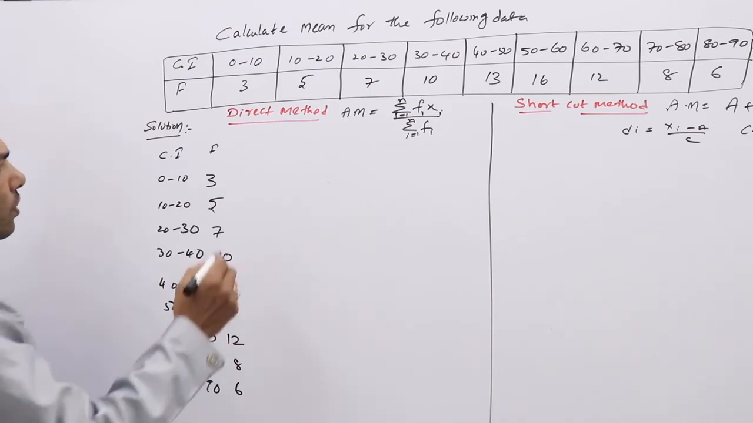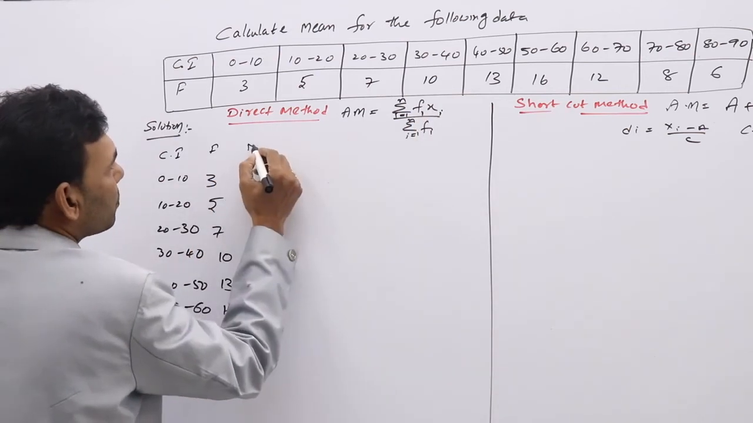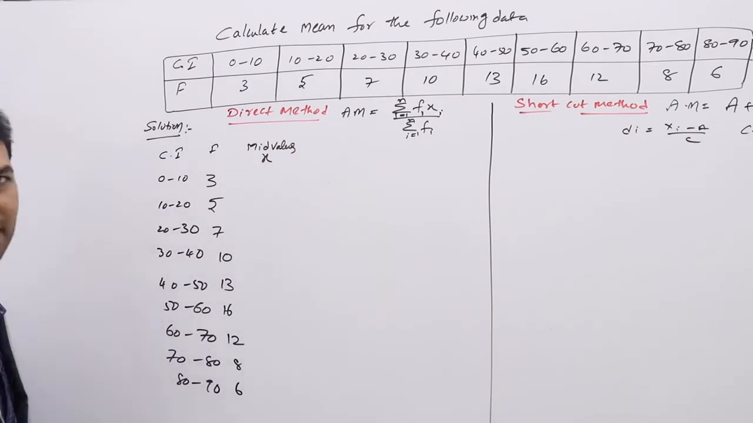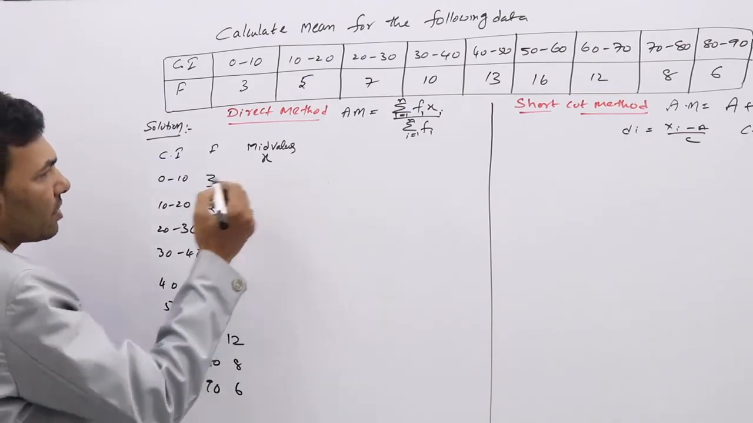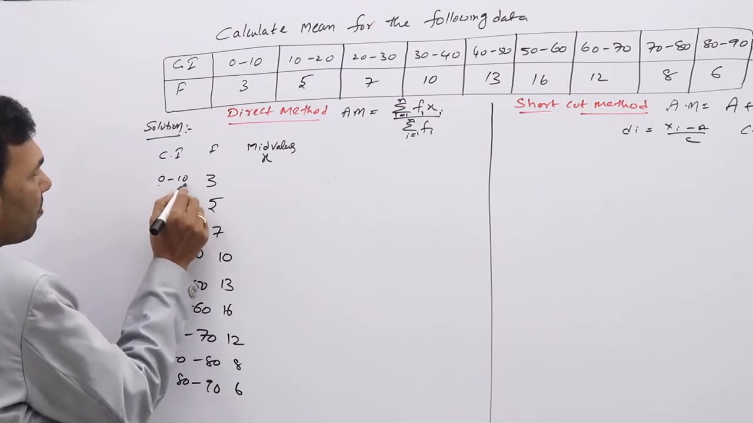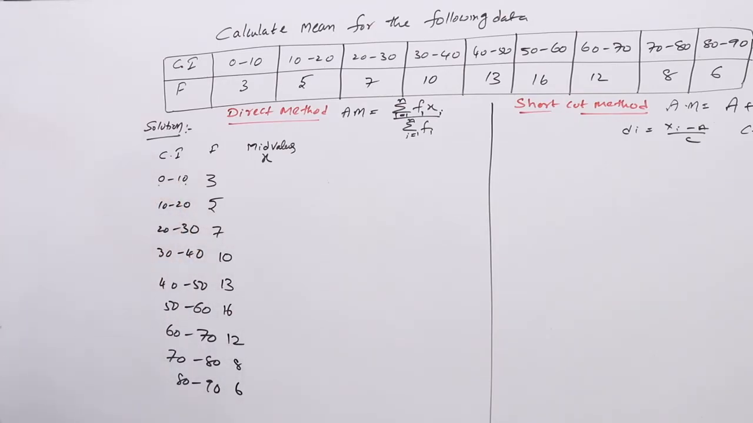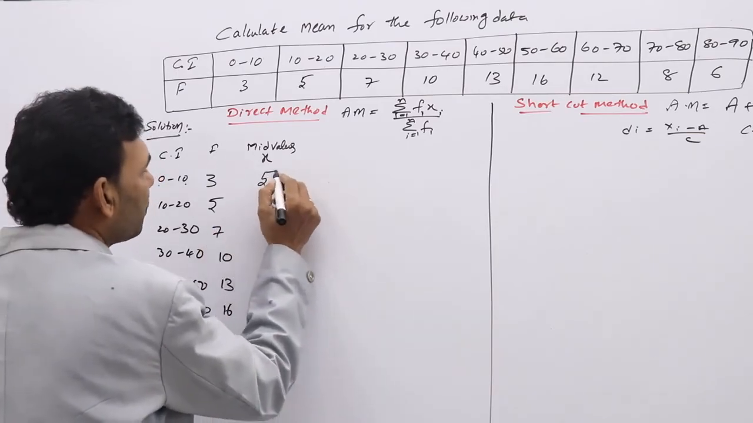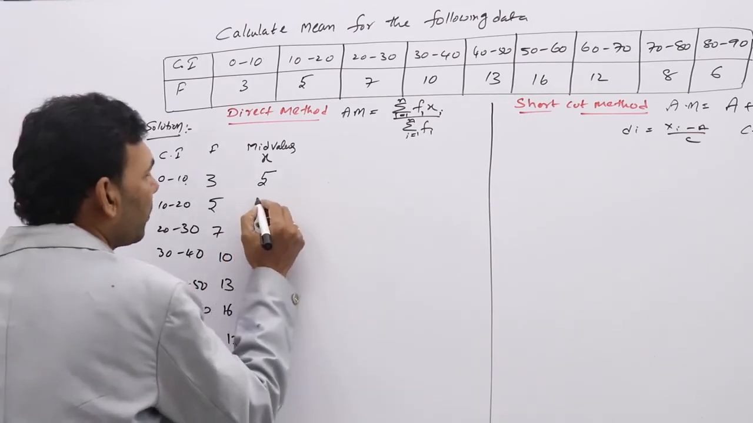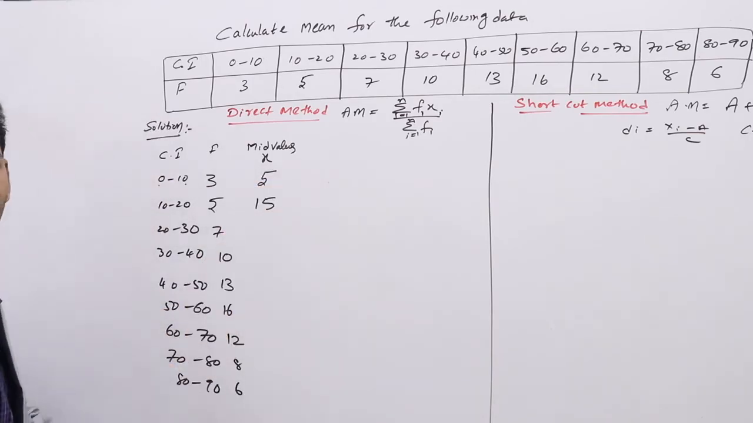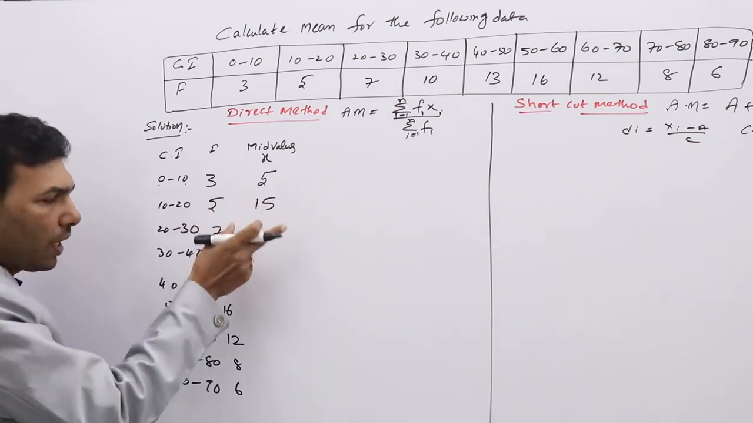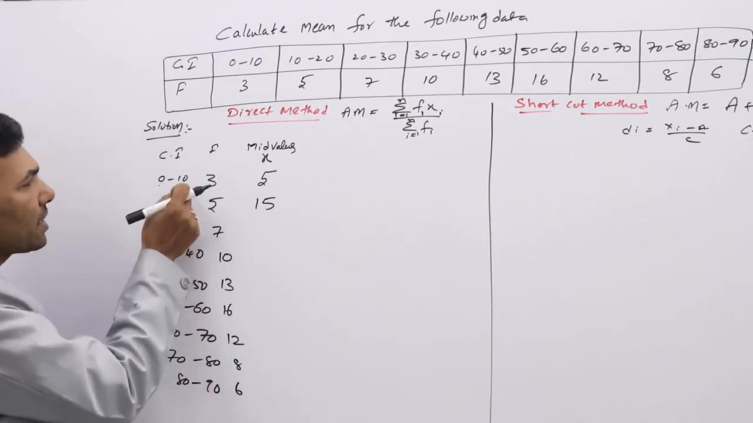Next, we need to find x. X means the mid values, which we treat as x. We get these x values as (lower limit plus upper limit) by 2. 0 plus 10 by 2 is 5. 10 plus 20 is 30, by 2 is 15. If you can find two values, you can find the remaining. You get 15 by adding 10 to 5. Like that you can add 10, 10, 10, 10, since our class interval is 10 minus 0, 10.